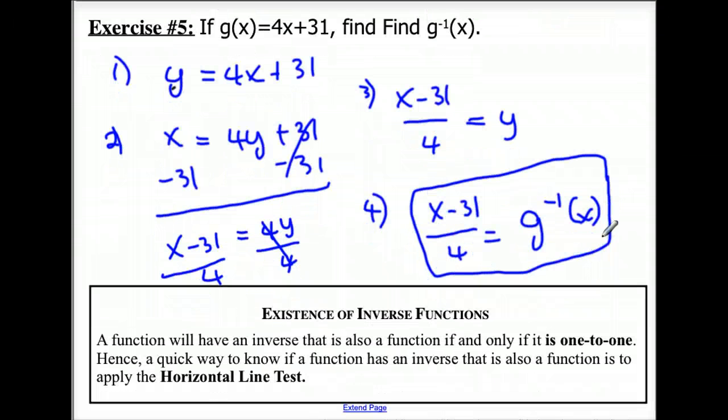Little note, existence of inverse function. A function will have an inverse that is also a function if and only if it's one-to-one. Hence, a quick check is to do the horizontal line test. Once the graph passes the horizontal line test, it means that it will have an inverse.